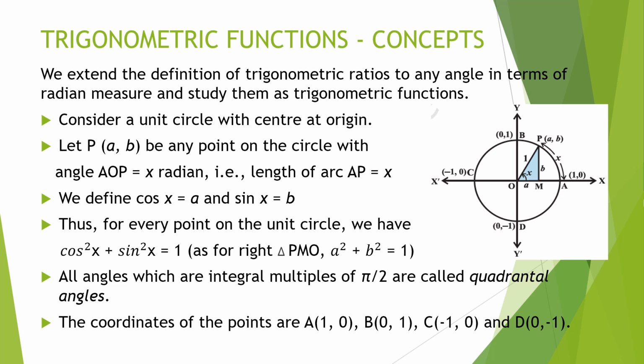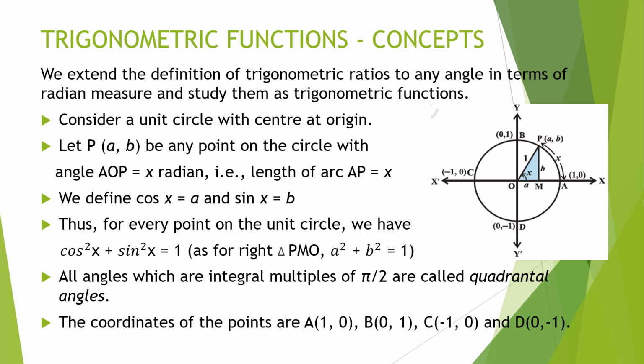Now we define cos x as the a coordinate of point P and sin x as b. Thus for every point on the unit circle we have cos square x plus sin square x is equal to 1. Why? Because you can see that triangle PMO is a right angle triangle with right angle at M, which gives us a square plus b square is equal to 1. That means cos square plus sin square will be equal to 1 for any such point.